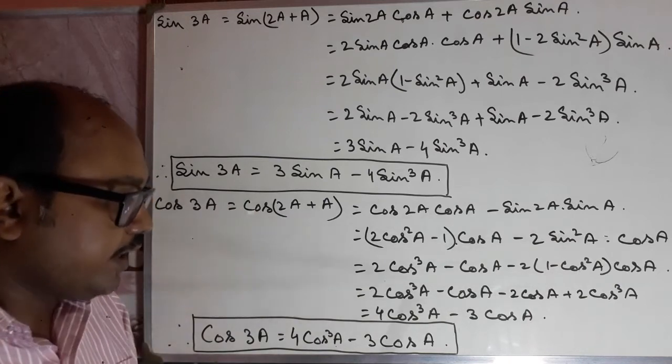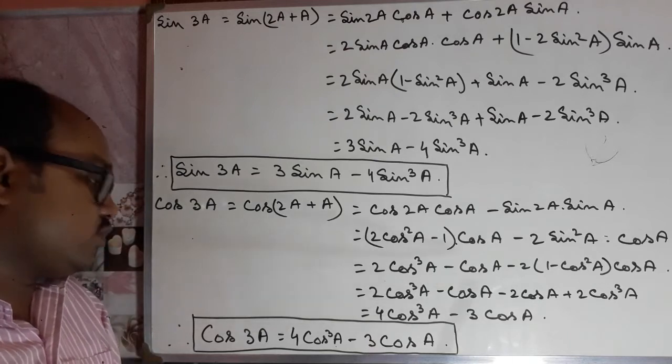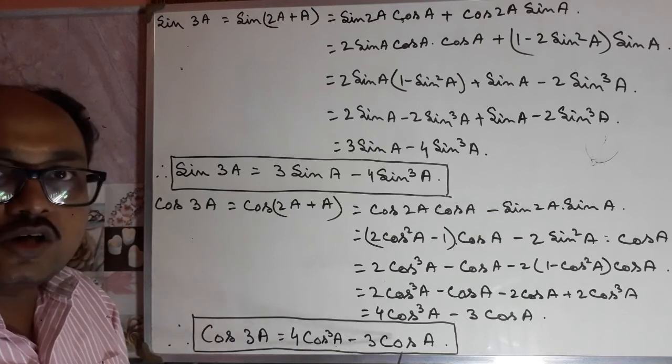Then by multiplying we will get 4 cos³ A minus 3 cos A. So what is the formula of cos 3A? That is 4 cos³ A minus 3 cos A.